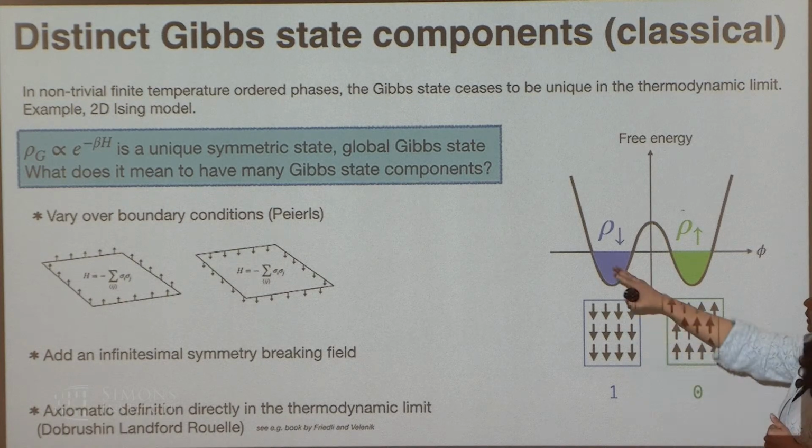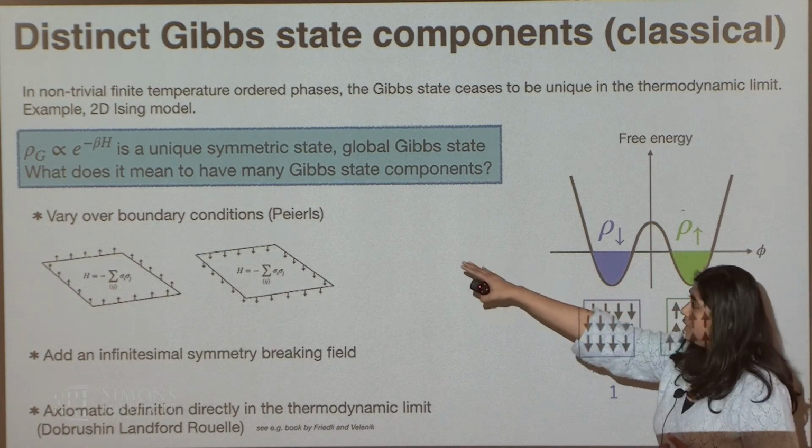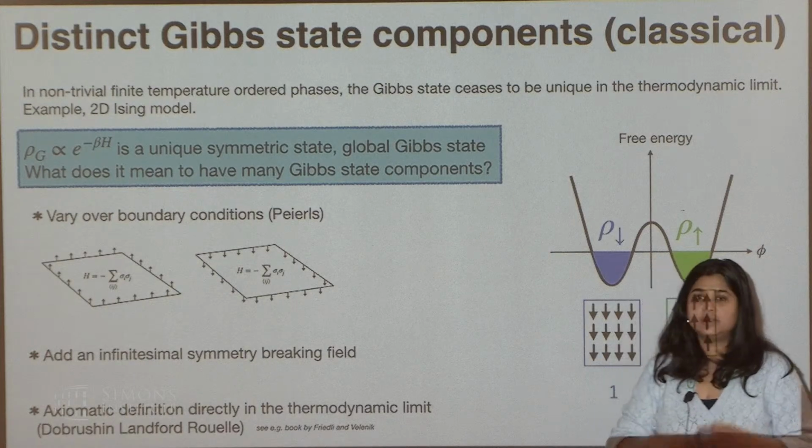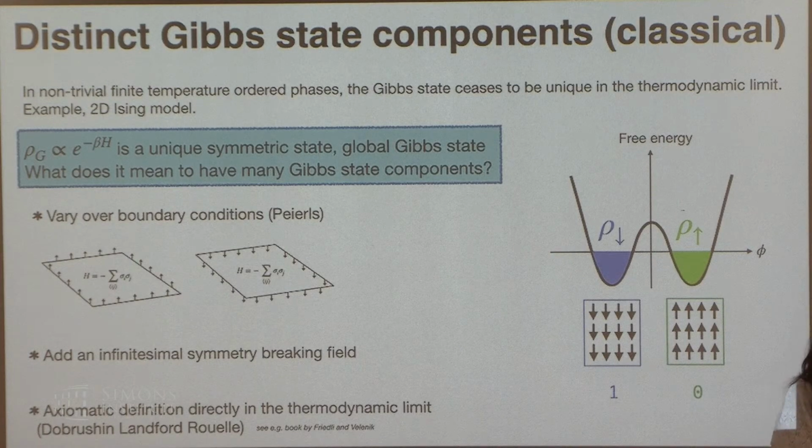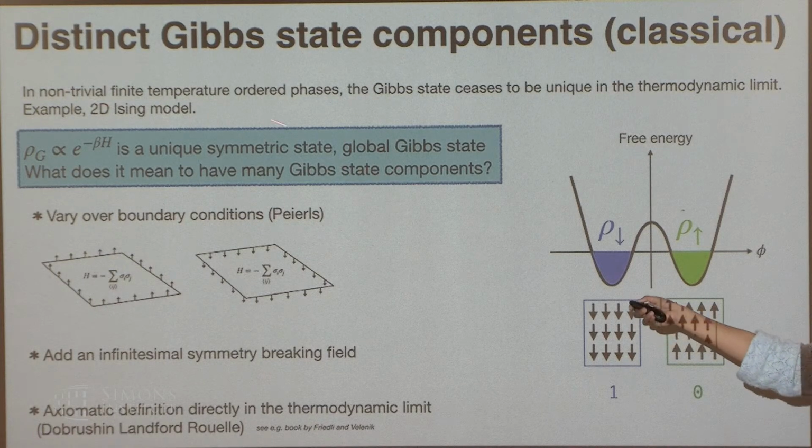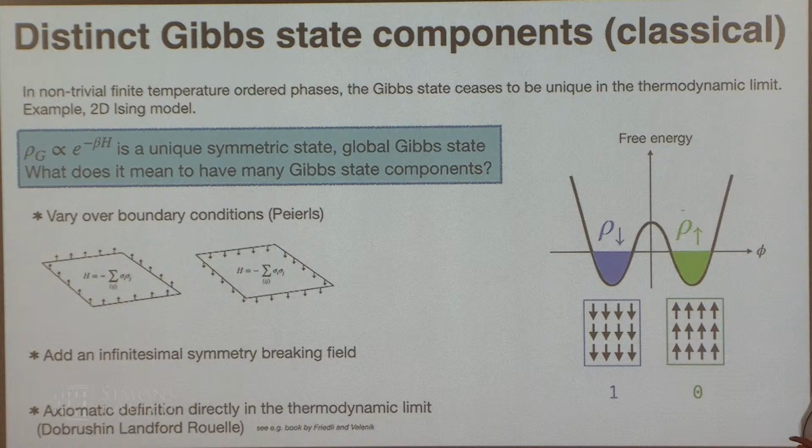Okay. But if I look at the Gibbs state, which is e to the minus beta h, of course, this doesn't break any symmetries. This inherits all the symmetries of the Hamiltonian, and this seems to be a unique symmetric state. Okay, this is the global Gibbs state. So what do we concretely mean when we say that the Gibbs state has many components, like this row up and this row down? Okay, and this is a question with a very, very long and rich mathematical literature.